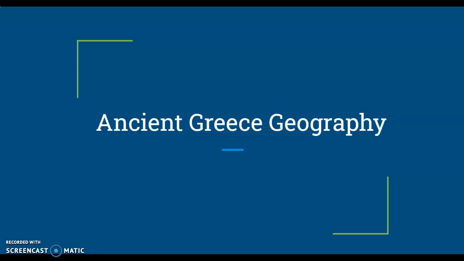For today's lesson, we're going to look at ancient Greece's geography and just how it affected the people that lived there. I attached a tree map on Google Classroom for you guys to work on during this lesson today. If you haven't done so now, go ahead and pause the video and open up your tree map. You will be using it to do this lesson today.